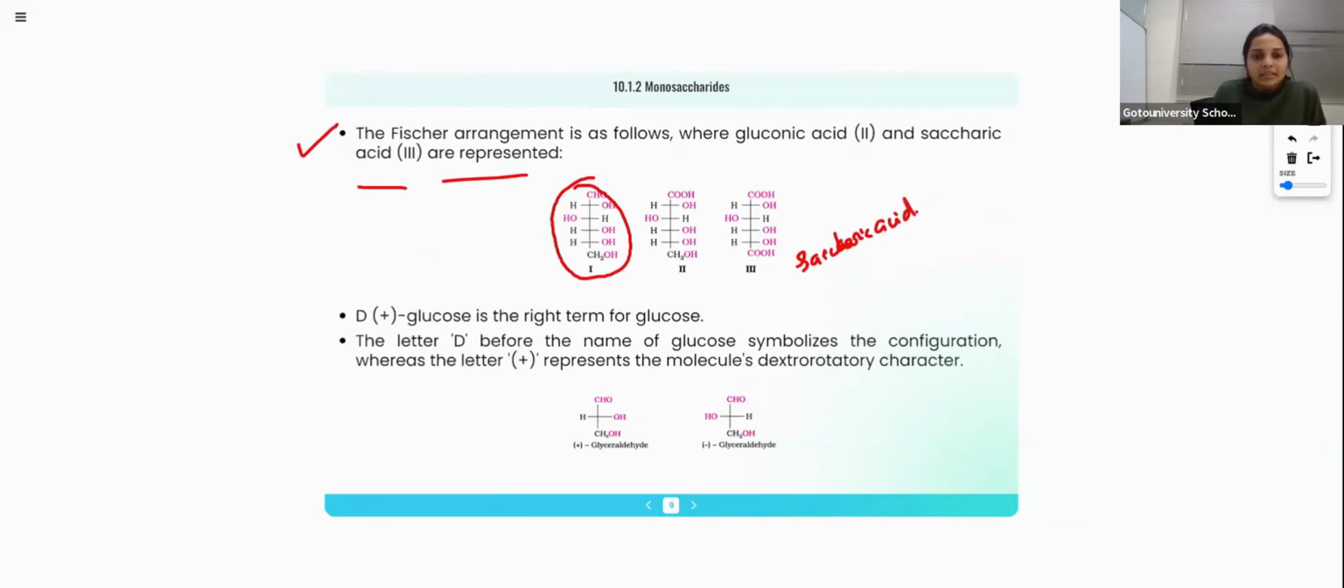Okay. Then D plus glucose is the right term for glucose because it is optically active, I told you. The letter D before the name of glucose symbolizes the configuration. The positive sign represents dextrorotatory, and the negative represents levorotatory. I told you the carbohydrates are optically active compounds. They can rotate the plane of plane polarized light. So what is the difference? See, this is plus glyceraldehyde. This is minus glyceraldehyde. See the configuration. Hydrogen here, OH here. In the minus one, OH is here, hydrogen is there. That is the difference.